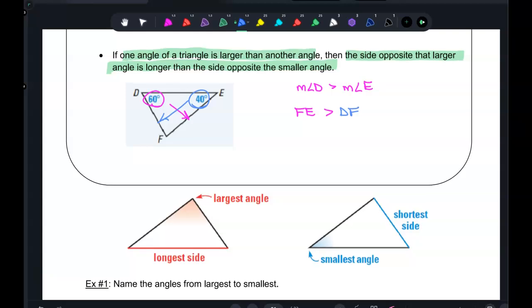Okay, here's another picture. Imagine you have a triangle. Whichever one is the largest angle, the opposite side has to be the largest side. Conversely, here's the smallest angle. Opposite that has to be the shortest side. Again, picture your hands making an angle. The smaller the angle, the closer your hands are. The bigger the angle, the bigger the distance. Okay.